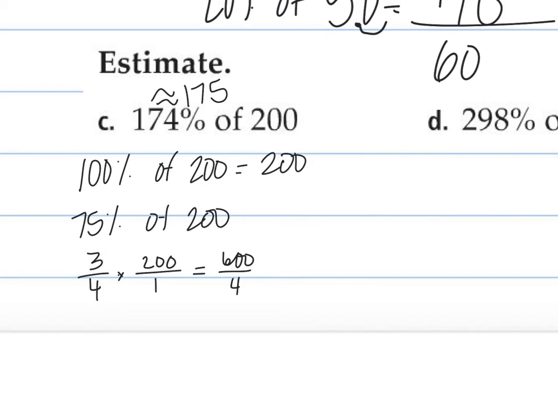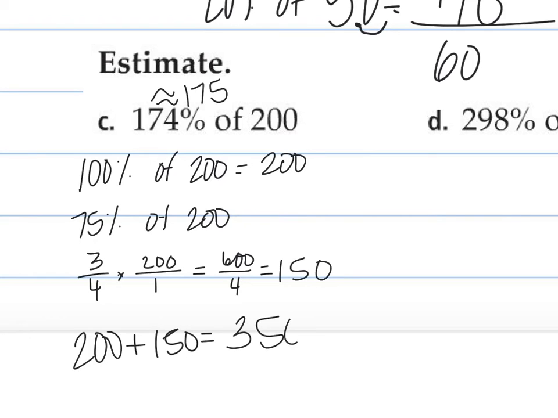And if we were to divide this, 600 divided by 4 is 150. So now we add those two parts together. So 200 plus 150 would be 350. So this would be approximately 350. Again, it makes sense because it should be more than what we're starting with.